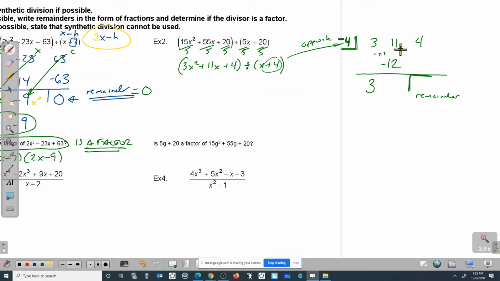Now what did I say we end up doing here? When you go down the column, you always add 11 plus a negative 12, which is negative 1. And then you repeat the process over and over again. So what did I say you do with the negative 4 and the negative 1? You multiply. That's going to put us here at 4. Now you're probably thinking, oh, 4 is going to cancel. No, because if you add them together, you get 8. It is not a factor because it is not 0.